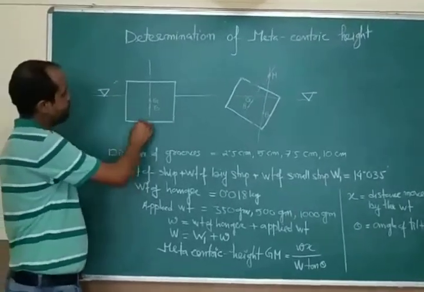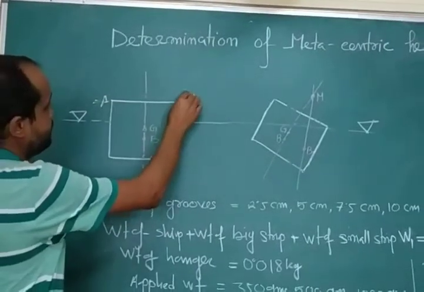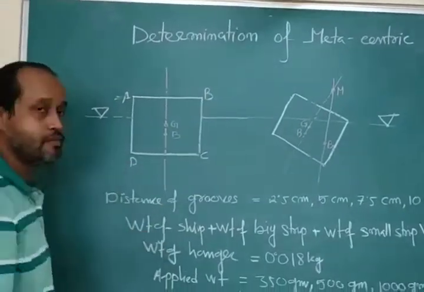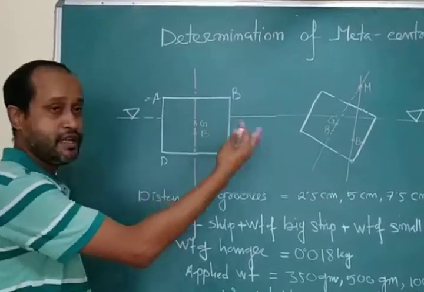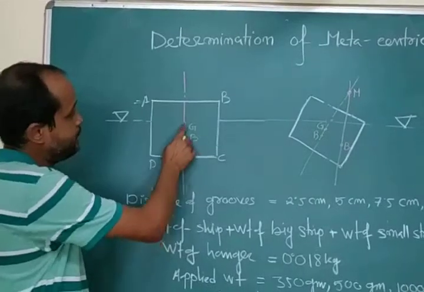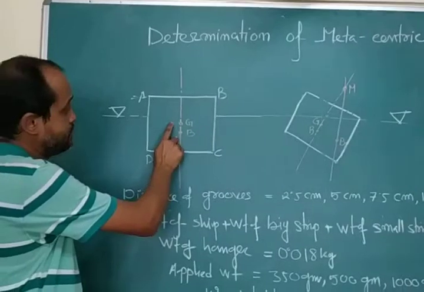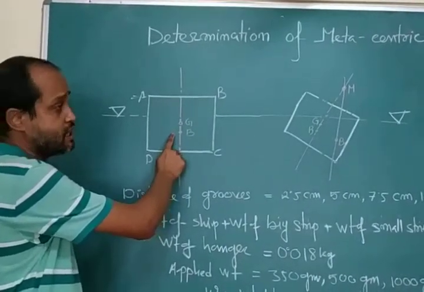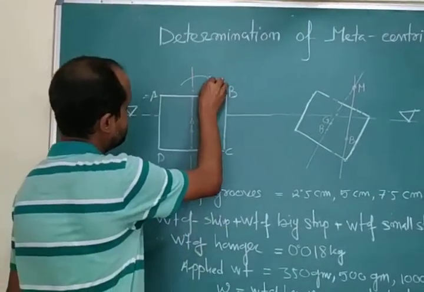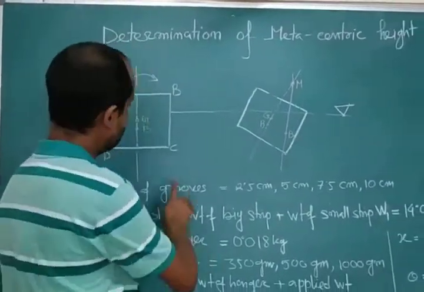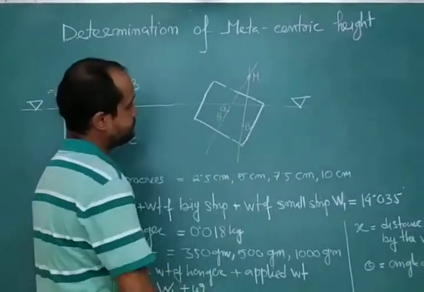If you consider an object like this, A, B, C, D, submerged in water, this is the free surface of the water, or of any liquid, then you will get two centers. One is called the center of gravity, another is called the center of buoyancy. Now if you give a certain angular displacement to this particular object, then what happens?